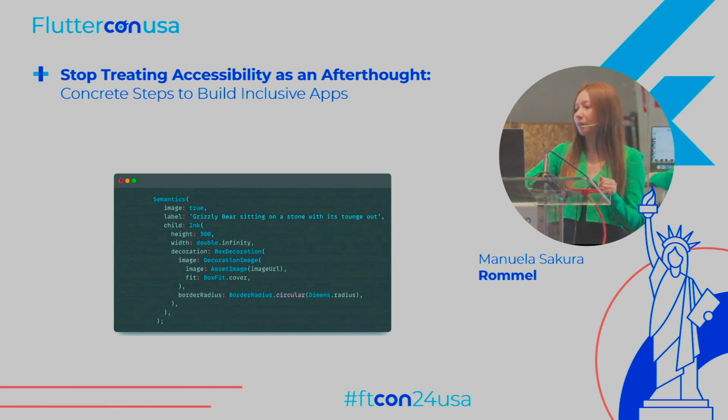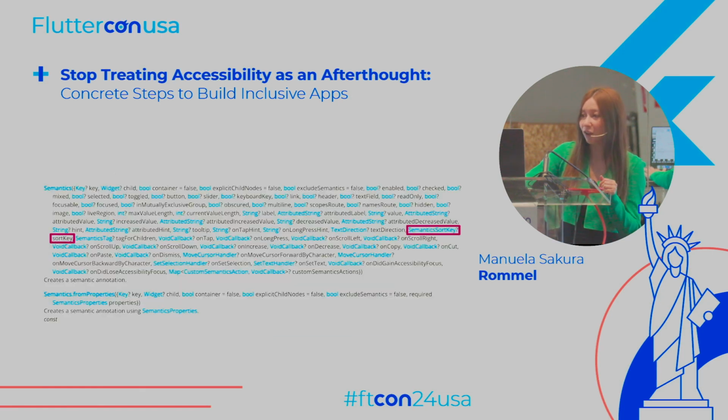The Semantics widget has a lot of properties that you can use, but I think the sort key is quite interesting because it can help you to customize the UX for the screen reader experience a little. For instance, if you want your screen reader to read your page in a specific order, you can give it a sort key.